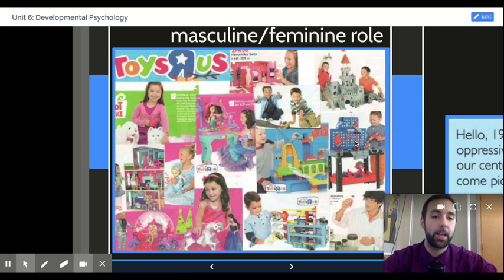Notice the child over here is playing with tools. The girl over here is playing with a vanity. You notice the child down here is playing with science. That sort of perpetuates a stereotype in the STEM field. You'll notice the girl over here is playing with dolls in a dress.